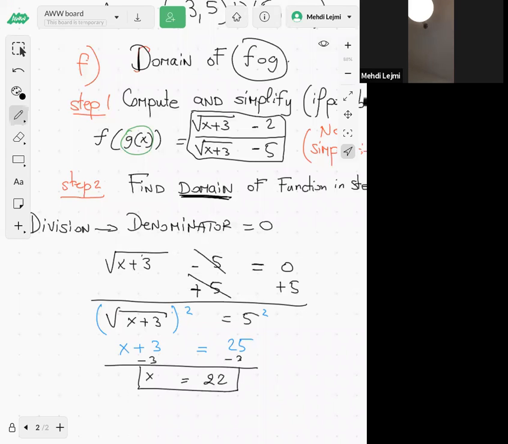All right, so x equal to 22, we have to exclude this from the domain. So excluded. Okay, we have to exclude it from the domain. That's where the denominator is 0. So we have to exclude it from the domain.